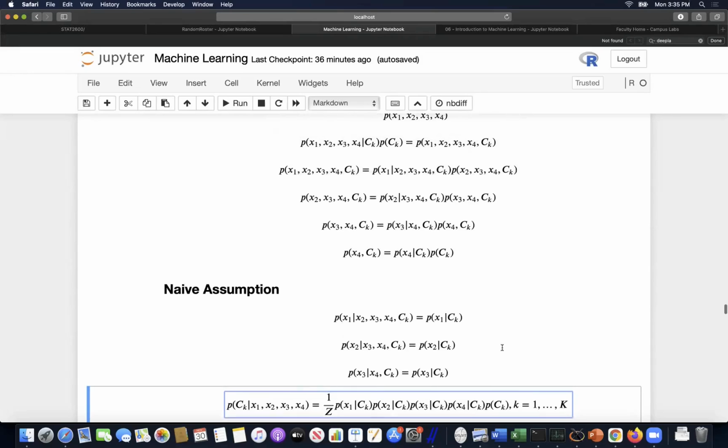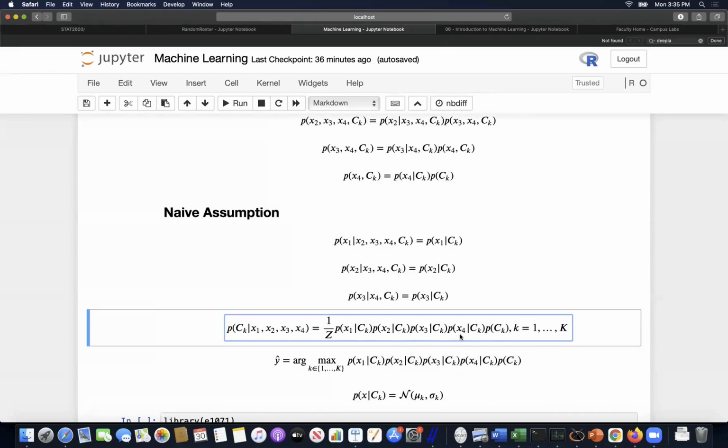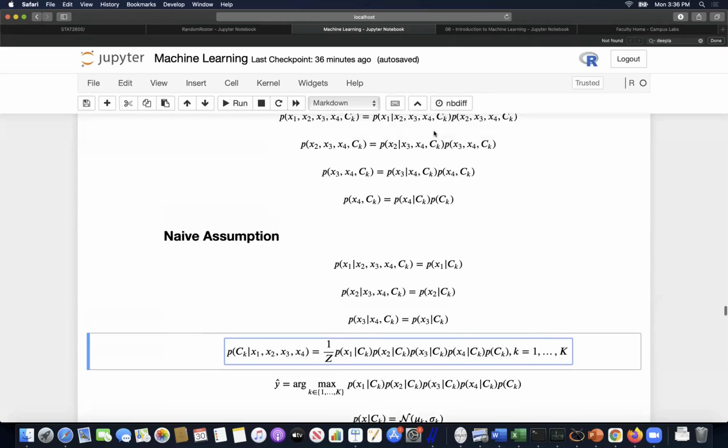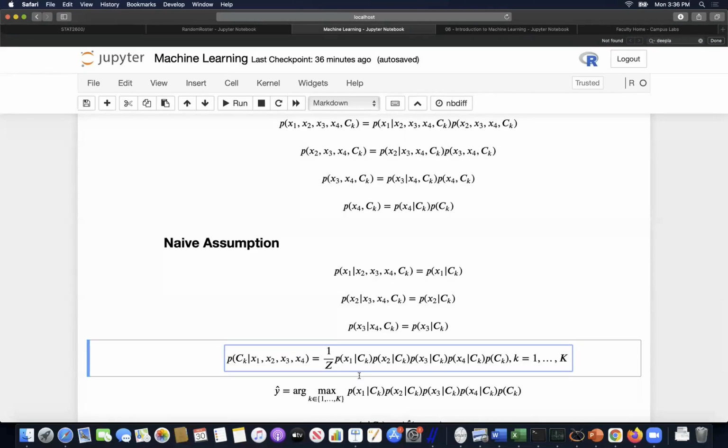And this is just coming from here. P of ck, then P of x4 given ck. The next term is x3 given ck. We are dropping x4. The next term is x2 given ck. We are making the assumption that these two don't matter. And the last one is P of x1 given ck. That's this term here. And I mentioned that you want to maximize this probability to give you the correct class.